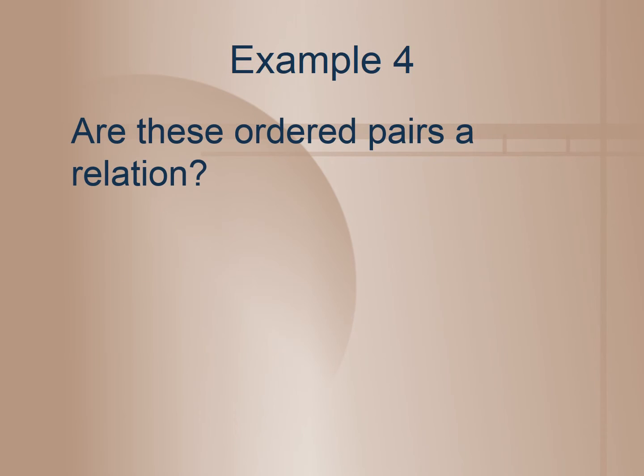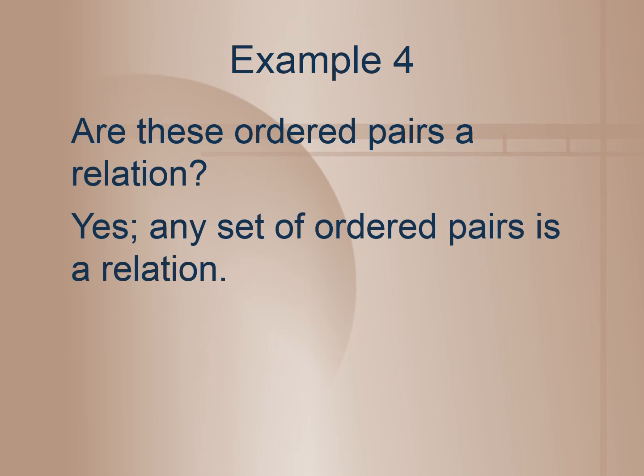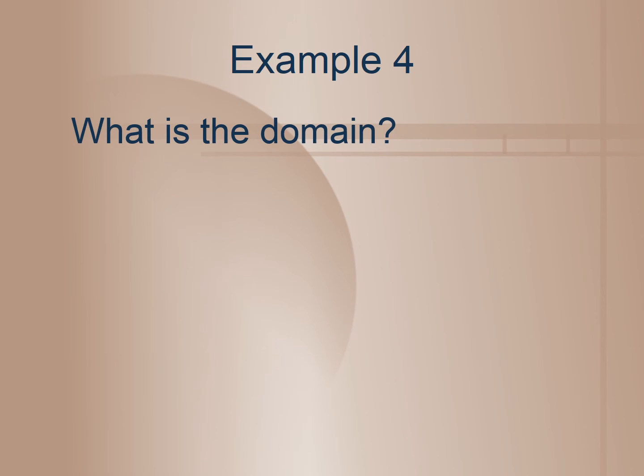In example 4 in your textbook, there is a word problem and a graph for you to look at. You'll notice that the points come in pairs. Our question is, are these ordered pairs a relation? The answer is yes, because any set of ordered pairs is a relation. That's fine. The next question is, what is the domain of our set? If you notice, our domain is only the numbers 0 to 12.